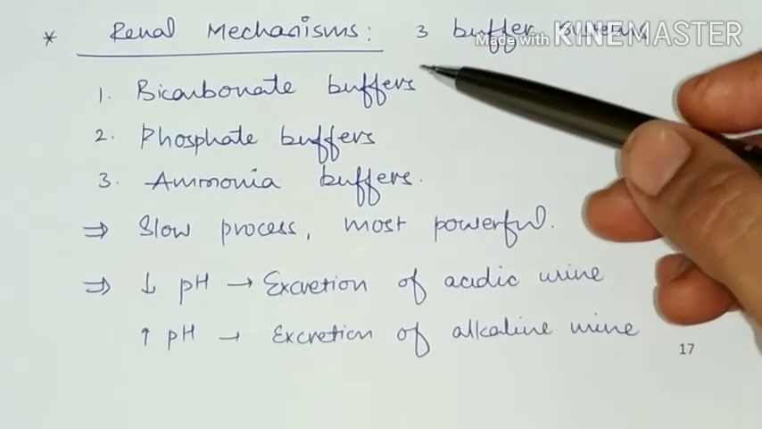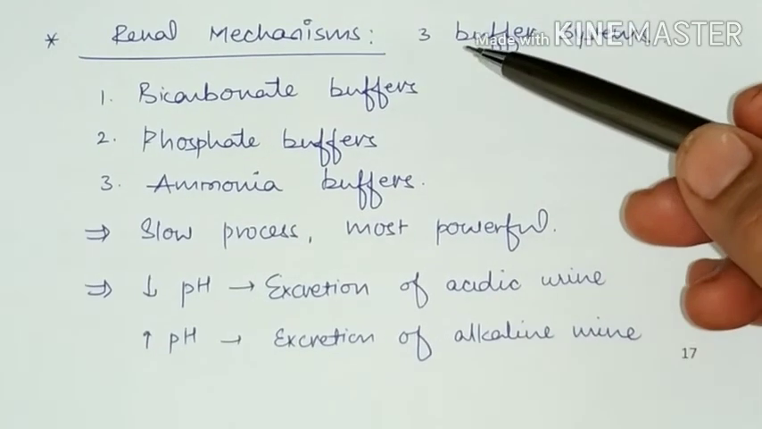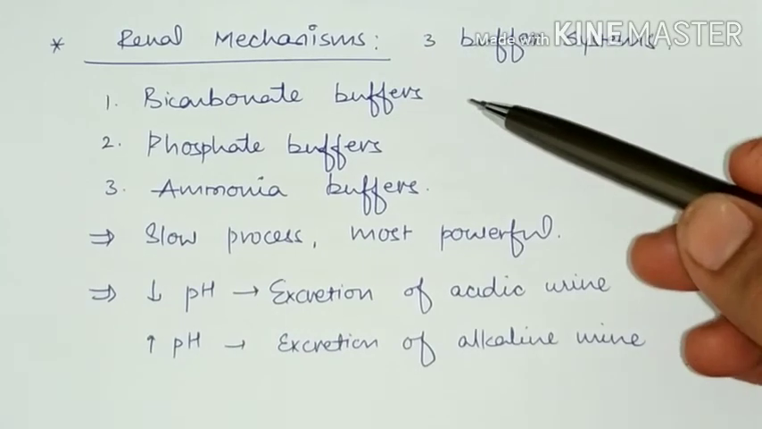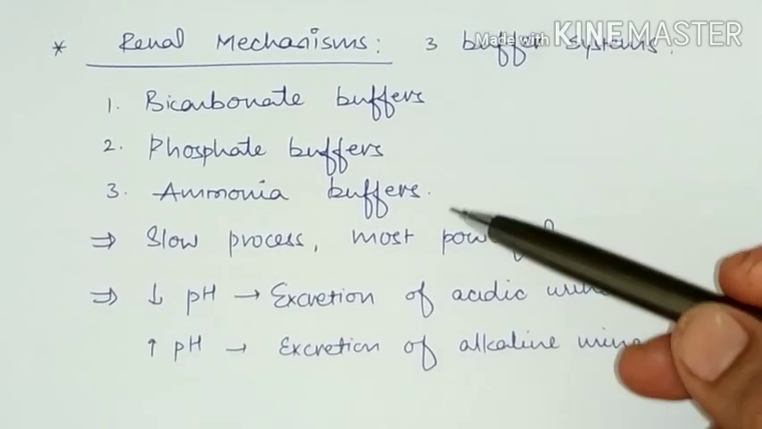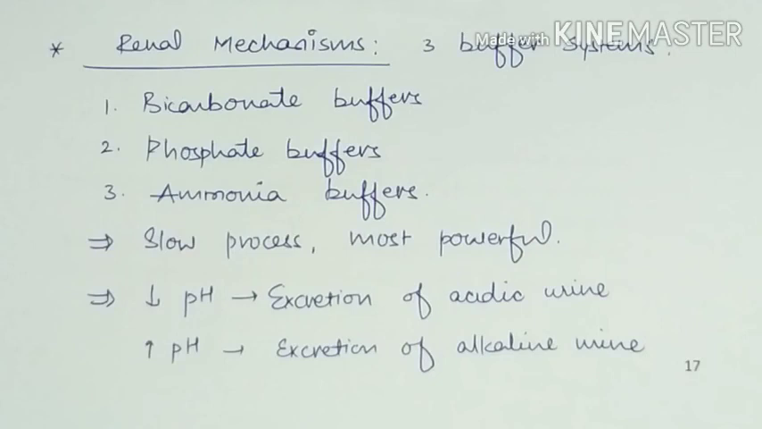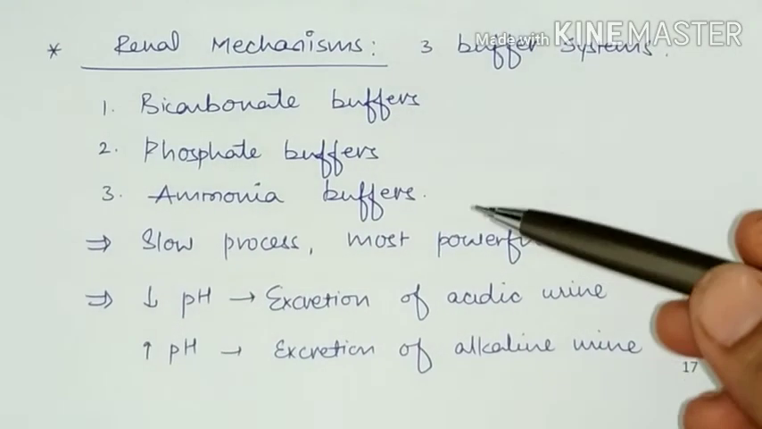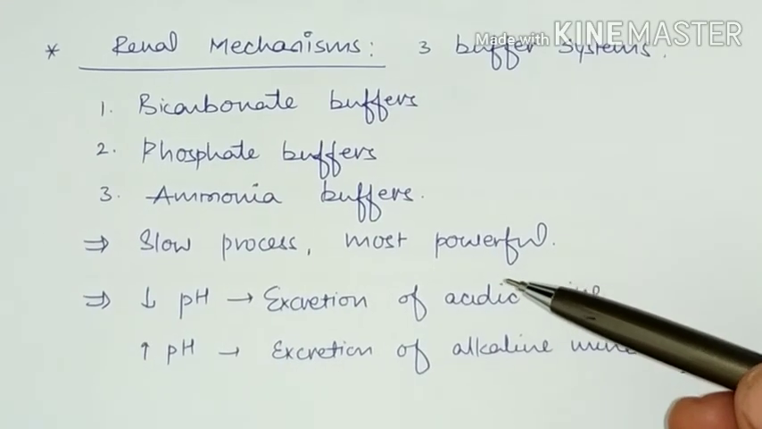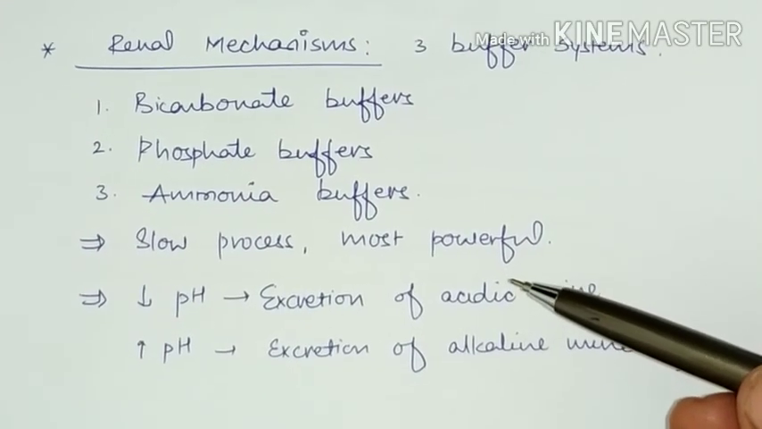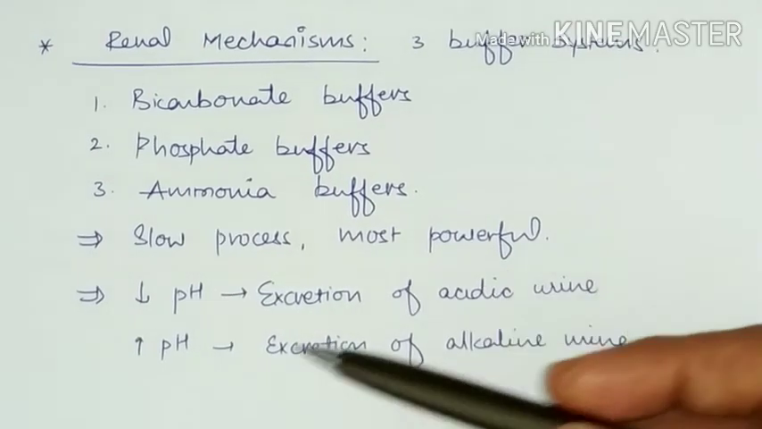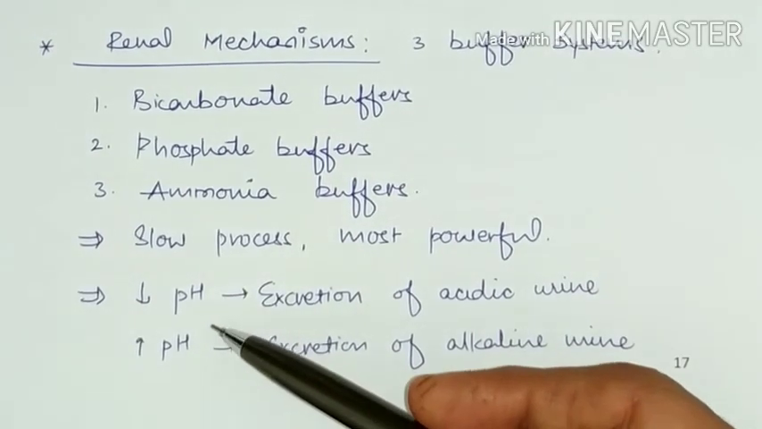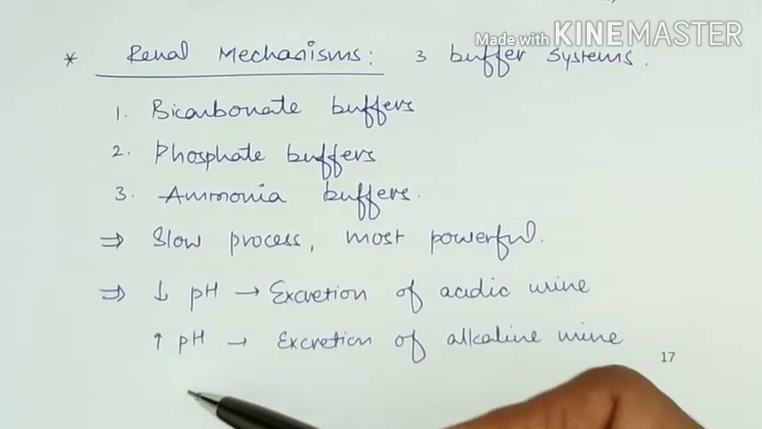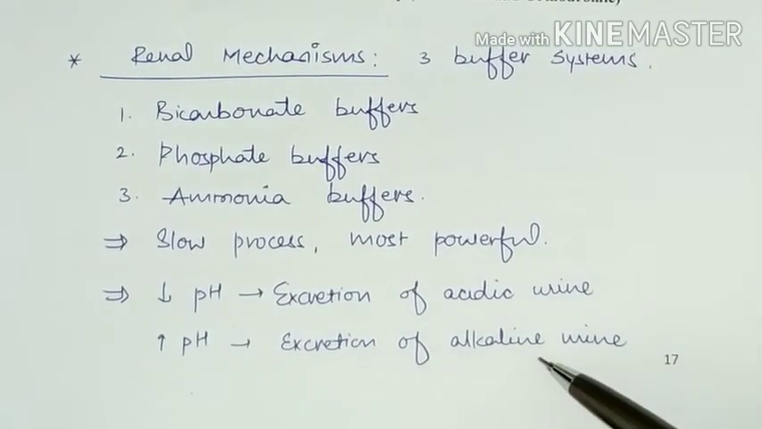Third mechanism, that is the renal mechanism. The renal mechanism again contains three buffer systems: bicarbonate buffers, phosphate buffers and ammonia buffers. Although renal mechanisms are slow, they are the most powerful. They have the capacity to bring the pH back to normal. Whenever pH of the body fluid decreases, kidneys excrete acidic urine, and when the pH increases, kidneys excrete alkaline urine.